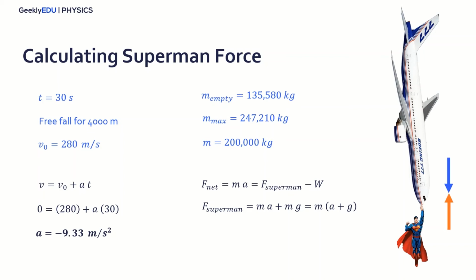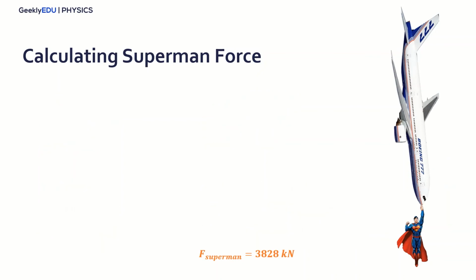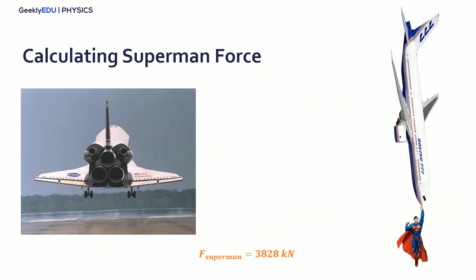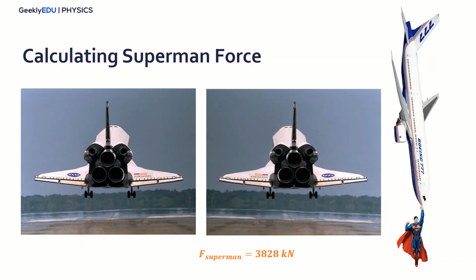So when you plug in the values we've assumed, we find out that the Superman force in this particular scene is 3,828 kilonewtons. Just for you guys to have an idea, this is the force of not only one, but two main engines of the space shuttle, which is a very impressive force for only one person, but maybe only a fraction of Superman's strength.